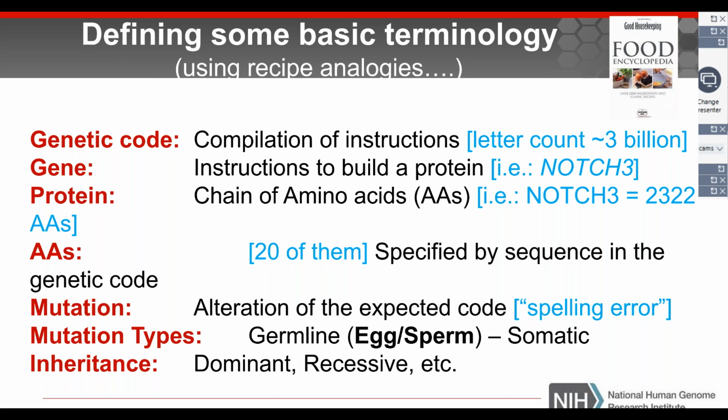So if we talk about NOTCH3 by itself, it has 2,322 amino acids. And the sequence in which these 20 basic amino acids are put together leads to the particular characteristics of NOTCH3. So what is a mutation? And in particular, what is a mutation that would lead to CADASIL?